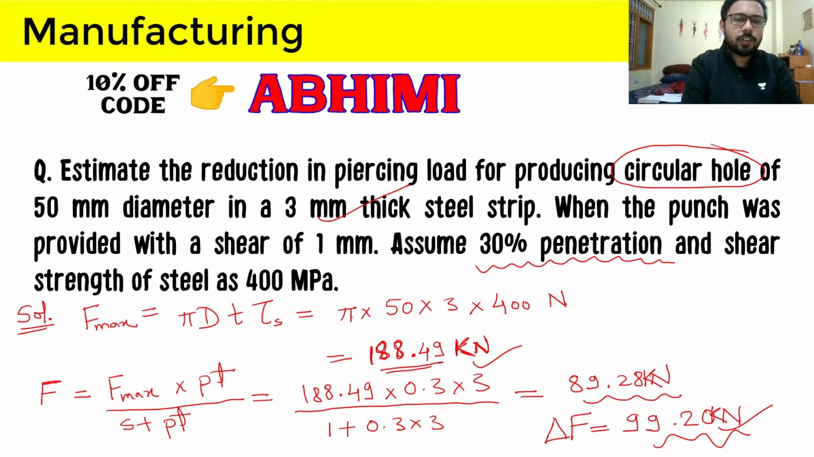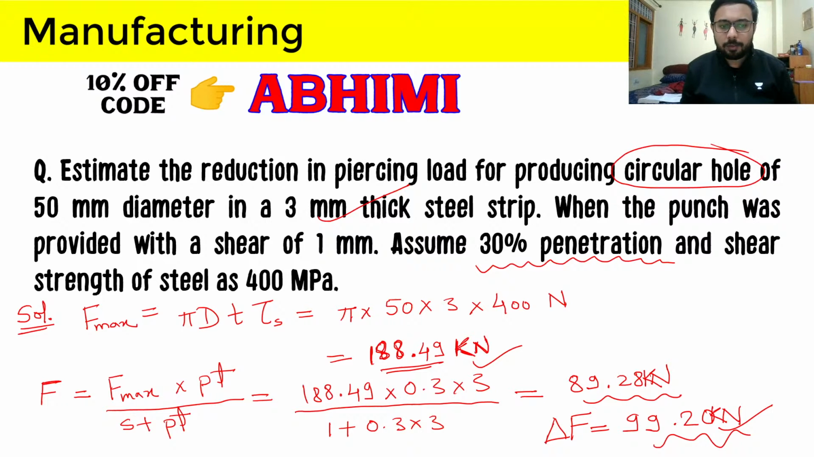In the question it is given that shear is 1 mm, and we first of all found the maximum force, which came out to be 188.49 kilonewtons, using the formula pi d t tau s, where pi d is the perimeter, because that is what is in contact with the punch, t is the thickness, and tau is the shear strength, which is 400 megapascal. We found the answer in Newton and converted it into kilonewton, because the value was quite large.